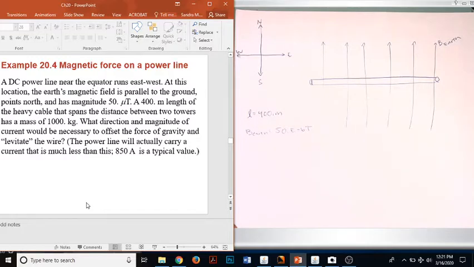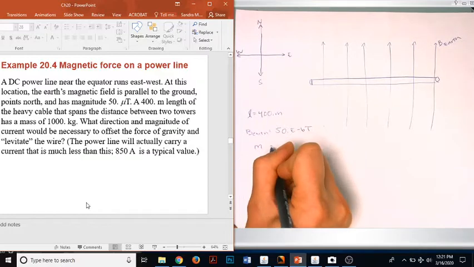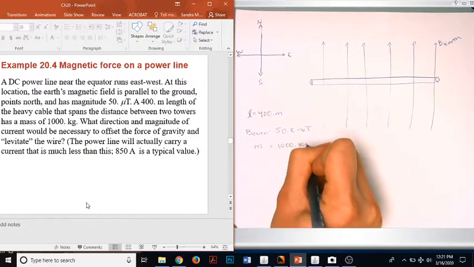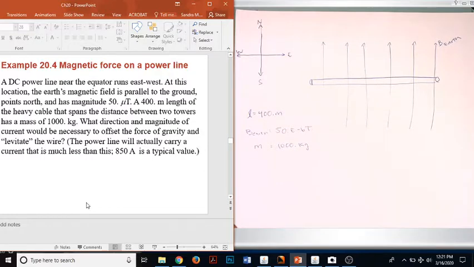And the mass of this is 1,000 kilograms. I'm not quite sure how that's going to be useful yet, but I'm just going to write down all the numbers that I have. And what we want is the direction and magnitude of current.